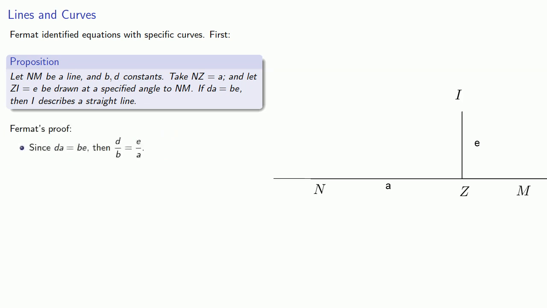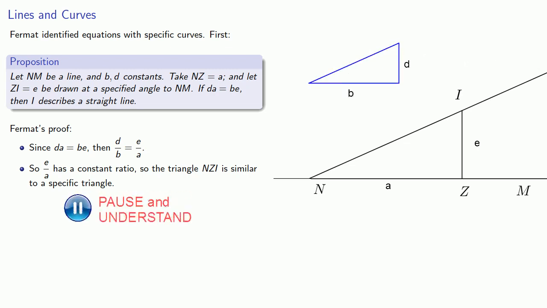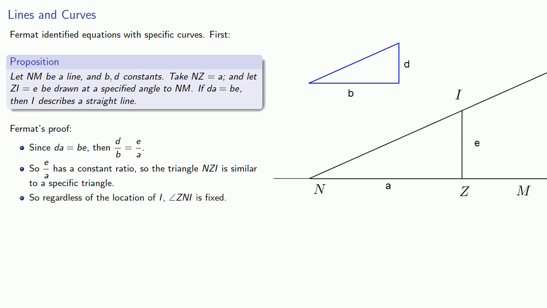Since DA equals BE, then D over B is equal to E over A. So E over A has a constant ratio, since D and B are constants. So triangle NZI is similar to some specific triangle. And consequently, regardless of the location of I, the angle ZNI is fixed.